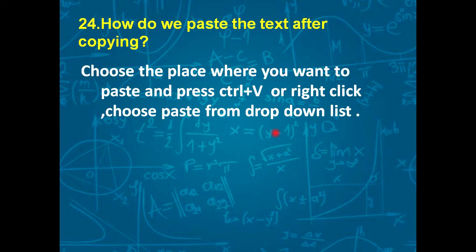The first method is the shortcut key. After copying, you press Ctrl plus V and you can paste the thing where you want, and you can choose paste from the drop down list as well. This is the complete method, because we have the menu as well as the shortcut key.